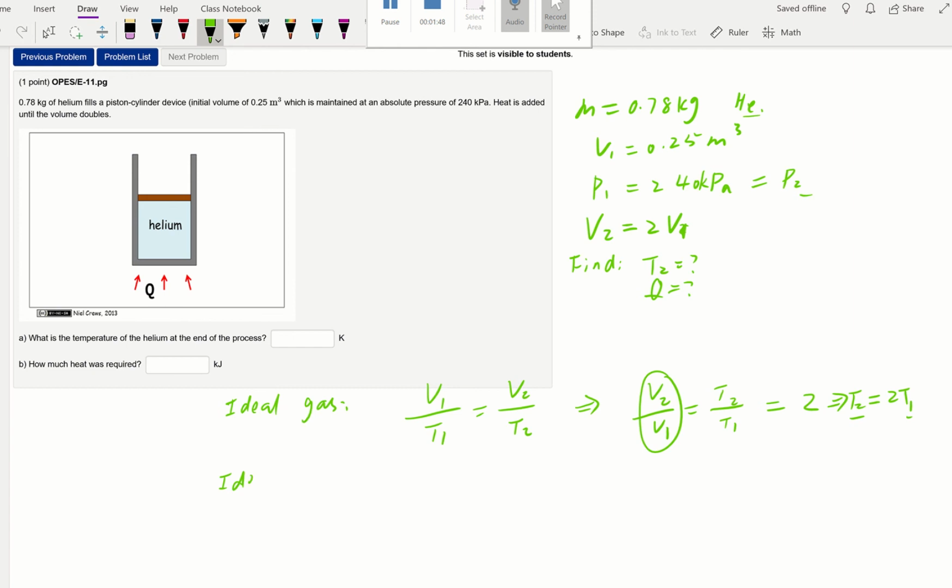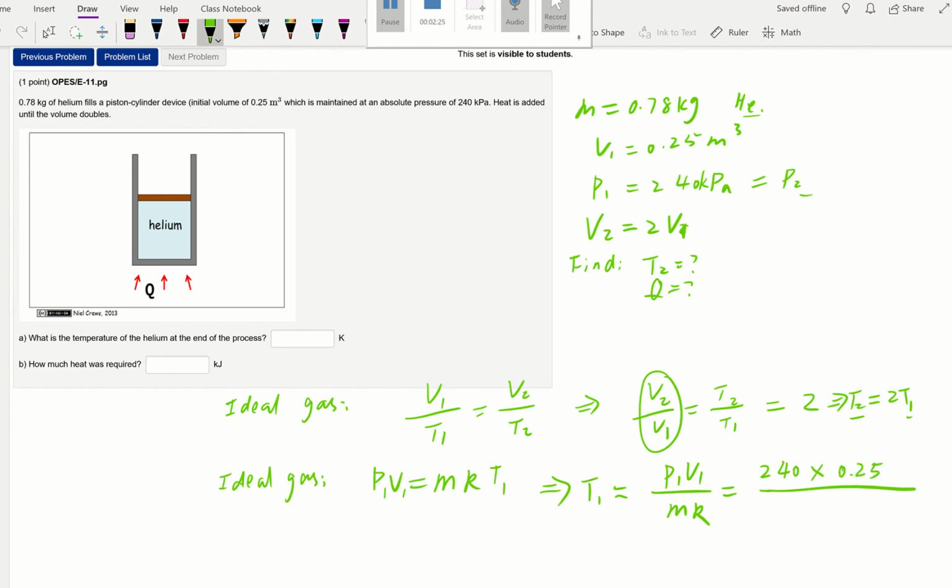We're going to use ideal gas again, because we know PV equals MRT. And for state 1, P1V1 equals MRT1. And then we just need to figure out our T1. So T1 is equal to P1V1 over MR. And now let's see what we have. We know the initial pressure, 240 kilopascal, and volume as 0.25 meter cube. The mass is 0.78. And how about R?